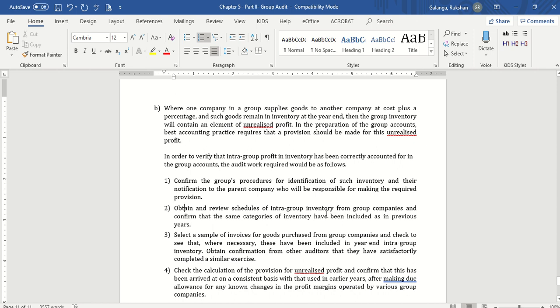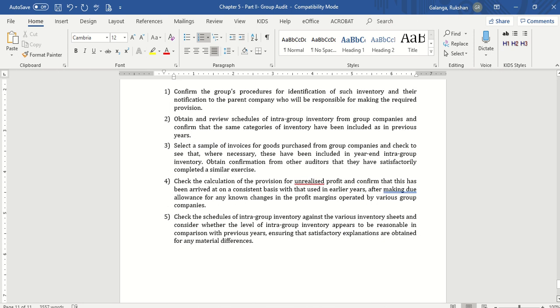Obtain and review a schedule of intergroup inventory from group companies and confirm that the same categories of inventory have been included in the previous year. So you want to get a confirmation from each party. Select a sample of invoices of the goods purchased from group companies and check to see that where necessary, these have been included in the year-end intergroup inventory. Obtain confirmation from other auditors that they have satisfactorily completed the similar exercise. So technically, check whether the intercompany balance has been correctly done.